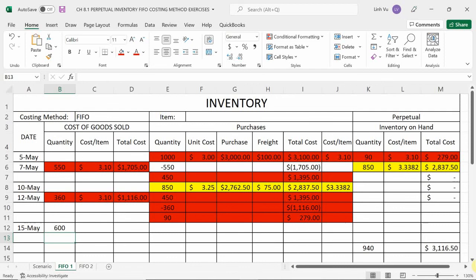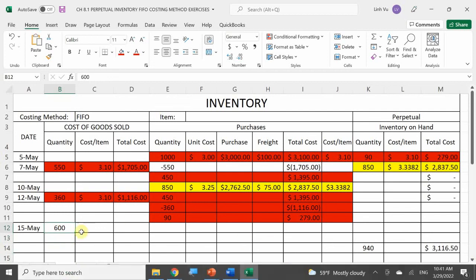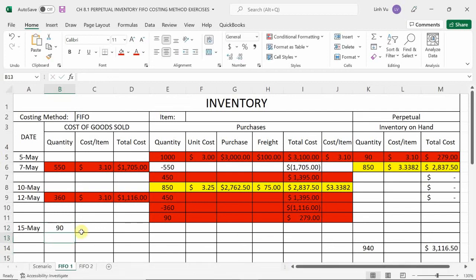I have 90 in my red and I have 850 in my yellow. But I for sure have enough to sell 600 units, because I have a total of 940 units. So how am I going to use FIFO to solve for this? How do I sell 600 units? We have to sell the 90 first. And then we have to figure out what 600 minus 90 is, which gives you 510.